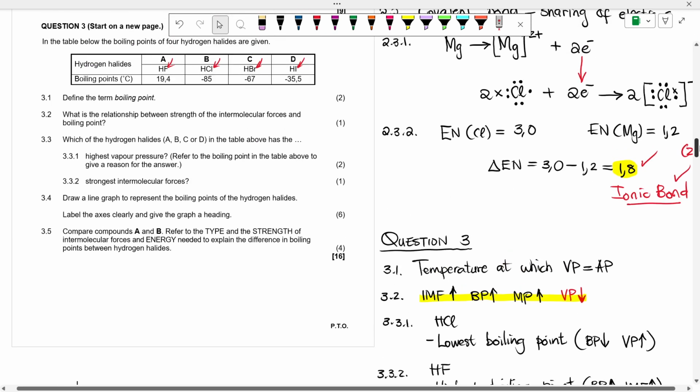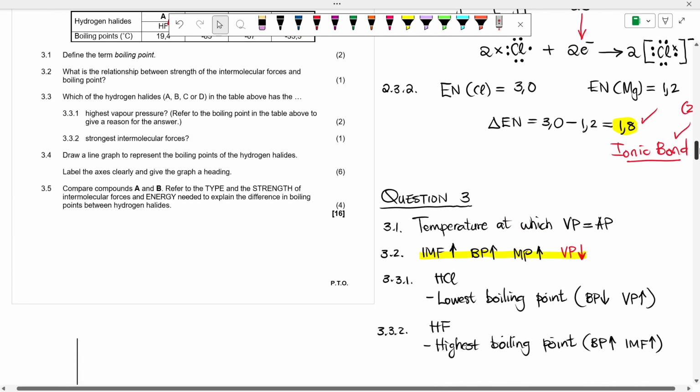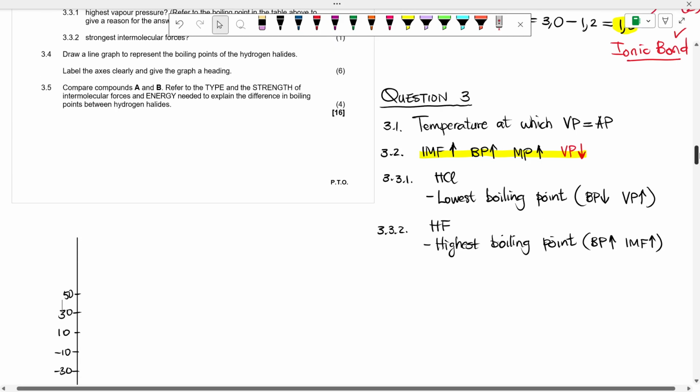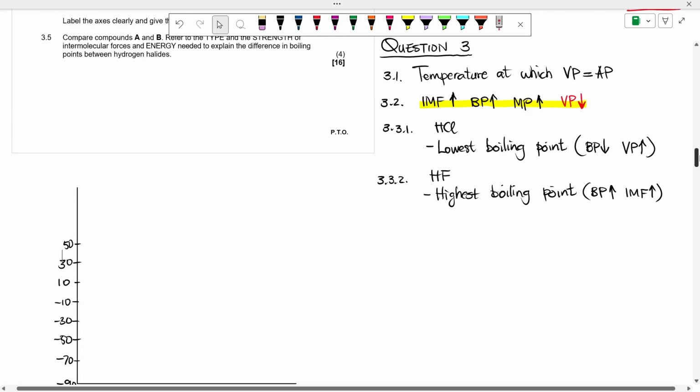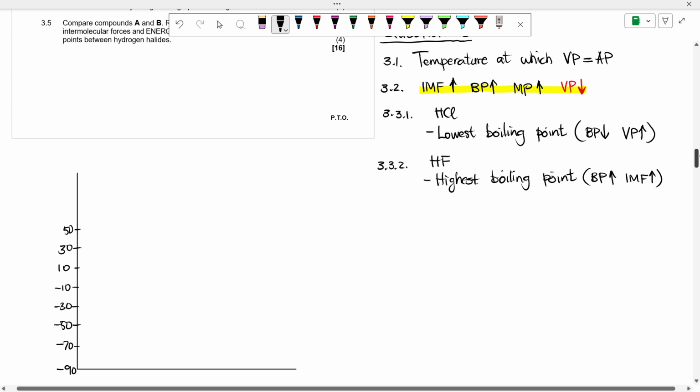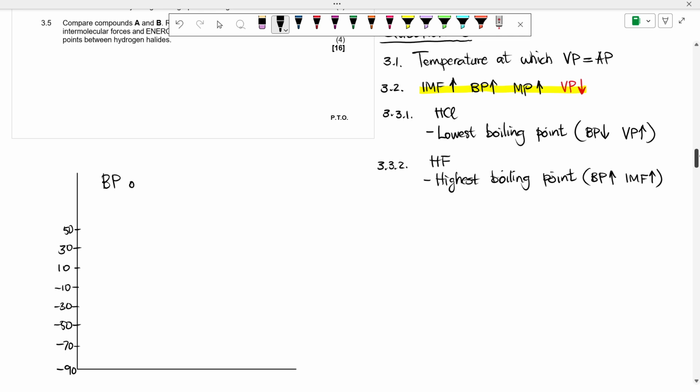All right. So then, the heading of the table, very important. You're just going to say it's boiling point versus hydrogen halides, or boiling point of hydrogen halides. You're going to say it in full words. Boiling points of hydrogen halides. That's what they are giving you on the table. You get a mark for that, remember.